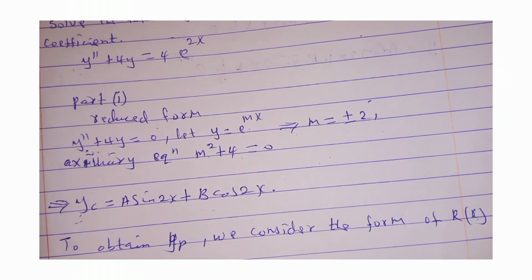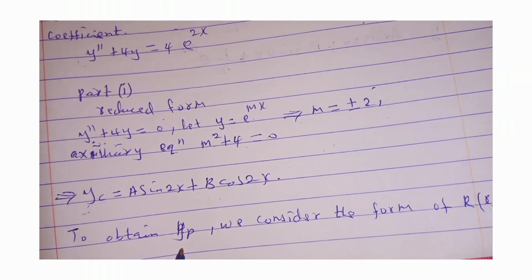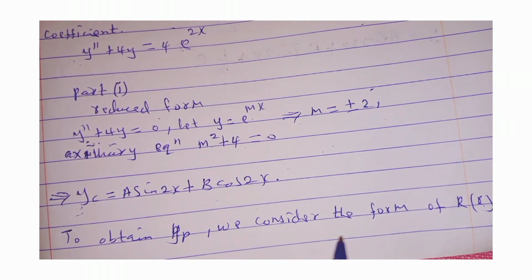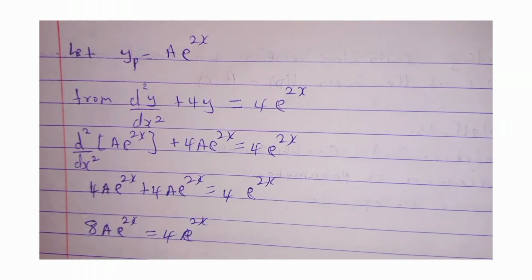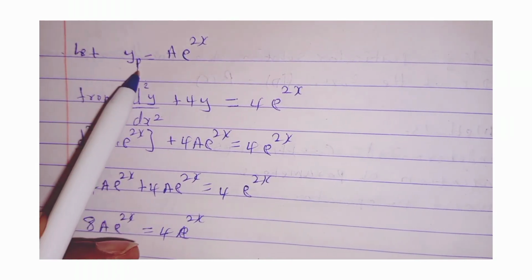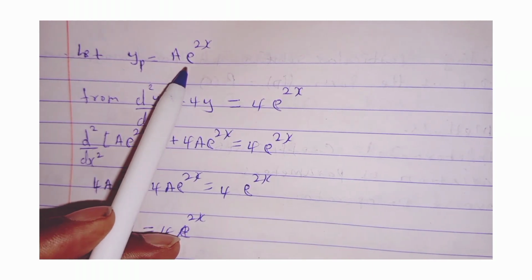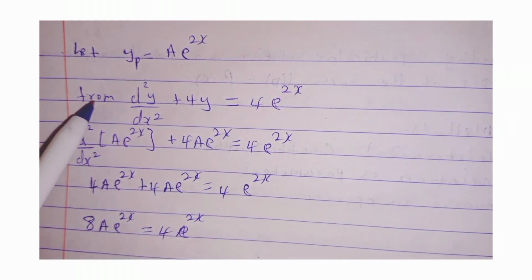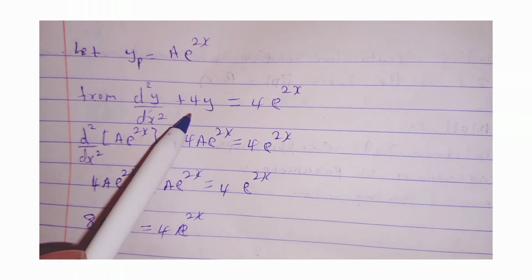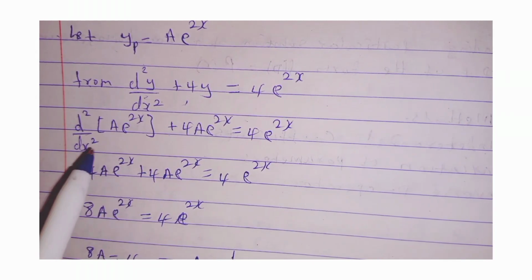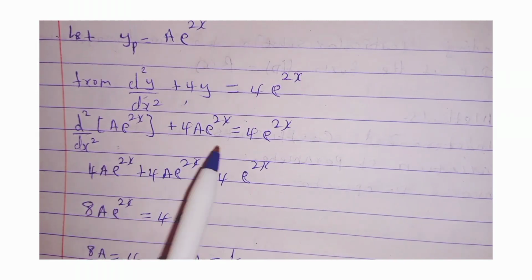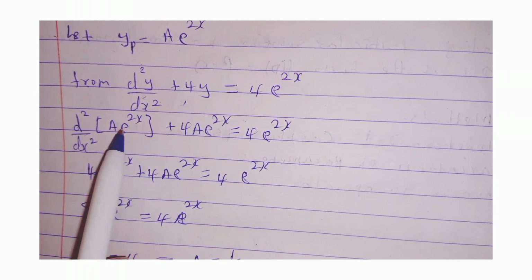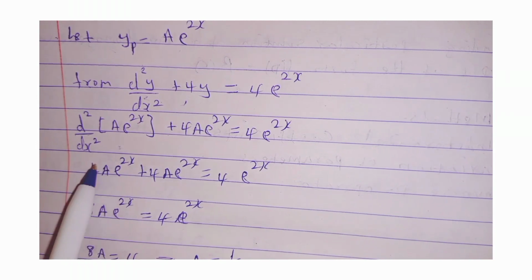To obtain the particular part, we consider the form of R of x as follows. We let yp equal A exponential 2x. From the equation we are given, we substitute our y. Where you have y, you substitute it there. Then you differentiate this twice. When you differentiate once, you will get 2. The second derivative now you will get 4.